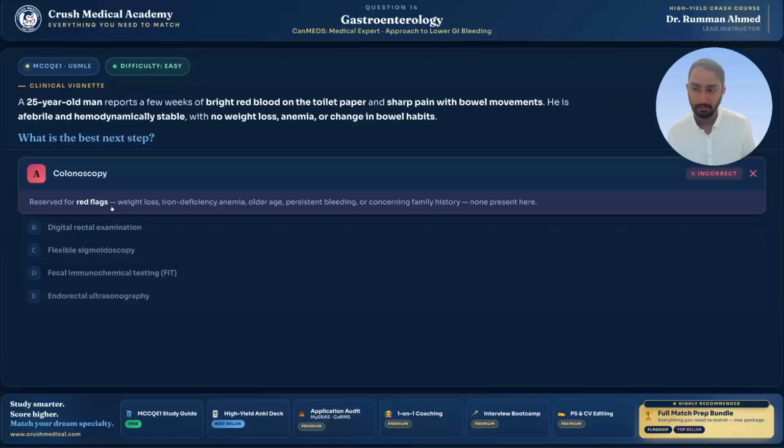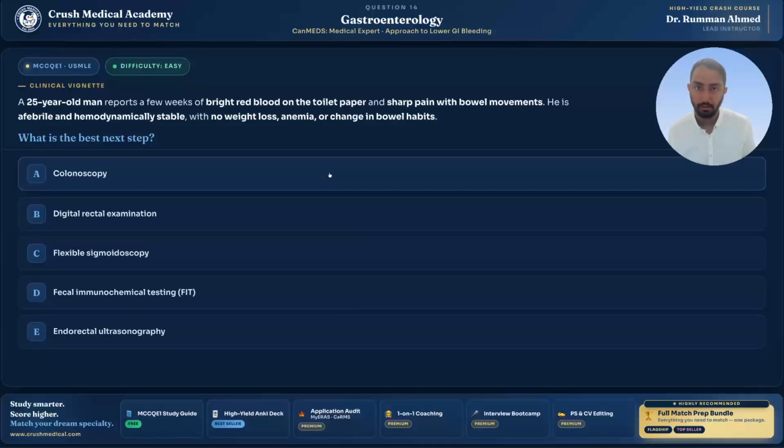And in this case, this patient has no red flags, right? If they had weight loss, iron deficiency, or even an elderly patient with persistent bleeding that's just not resolving, or concerns like a positive FIT test, or concerns that they have some deep internal bleeding or cancer, that is when you'd push straight for colonoscopy. But in this patient who is a 25-year-old male with just some bright red blood and is otherwise normal, incorrect, okay?